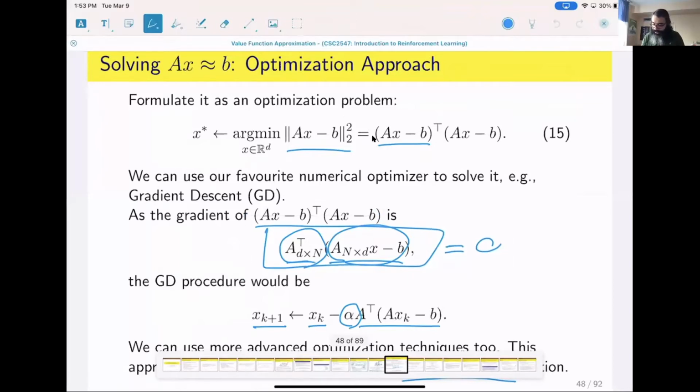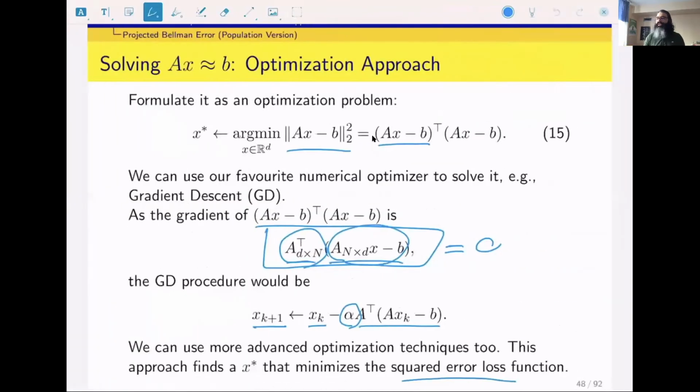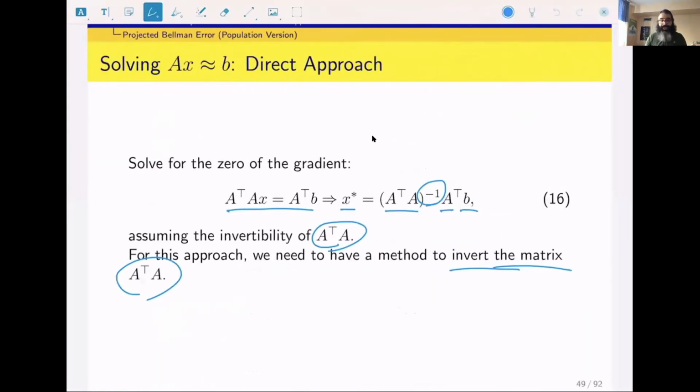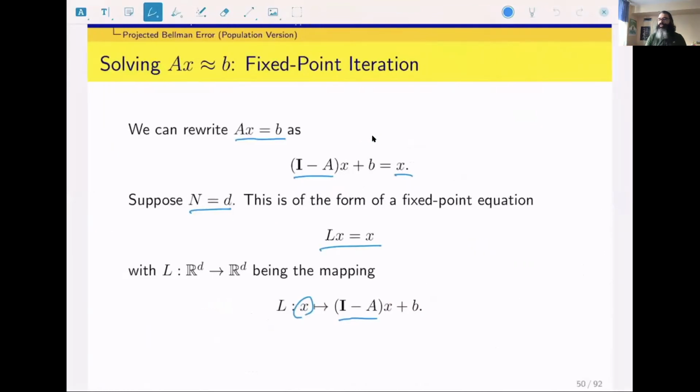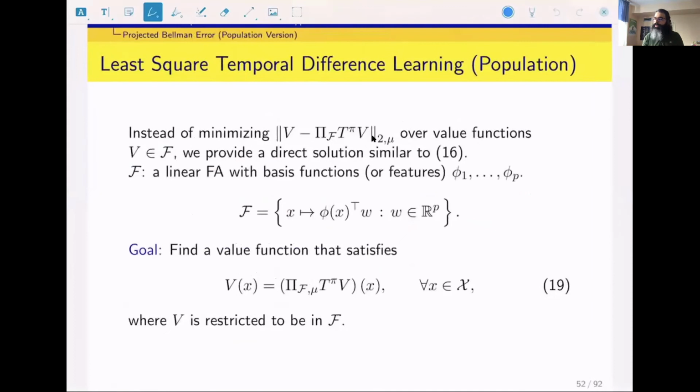Anyway, so for solving it, we can do an optimization-based approach, a direct approach, and a fixed point iteration approach. So I'm going to talk now, going back to projected Bellman error, and show what would be the equivalent of them for solving that problem. So here, let's talk about the direct approach. So instead of a minimization-based approach, we see it as a linear system of equations and then use a direct approach for it.